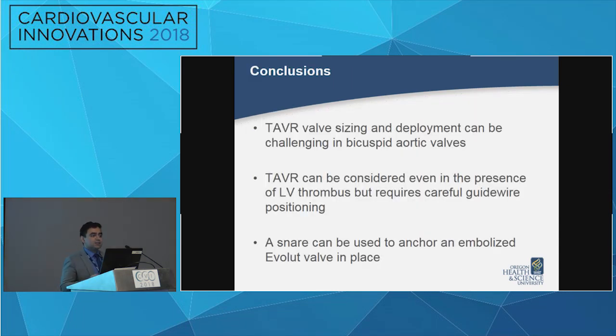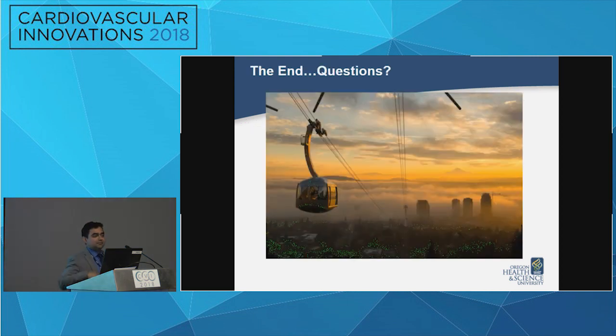So just some conclusions. As you brought up, TAVR valve sizing can be challenging in bicuspid aortic valves because of the morphology. The presence of an LV thrombus is not necessarily a contraindication to TAVR, especially if there are no other options, but it requires careful guide wire positioning. And third, a snare can be used to anchor an embolized valve in place so it won't move when you're putting in the second valve. And that's it.